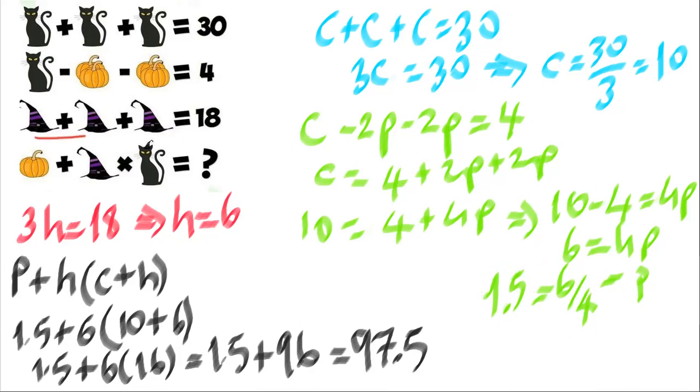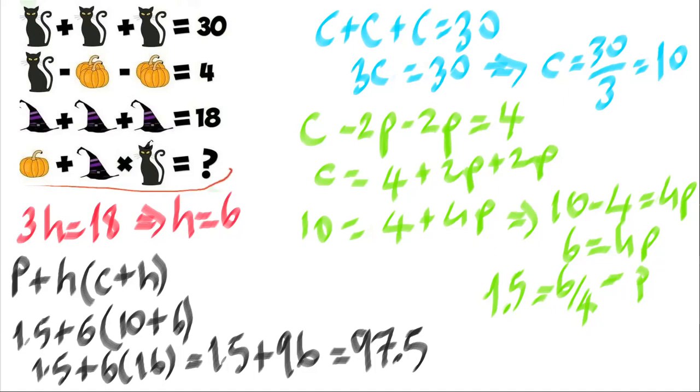And in the next shape, we have 1, 2, 3 heads. We can call it H for head. So 3 heads is 18. 1 head is 18 over 3, which is 6. Now we get the value of all C, P, and H.